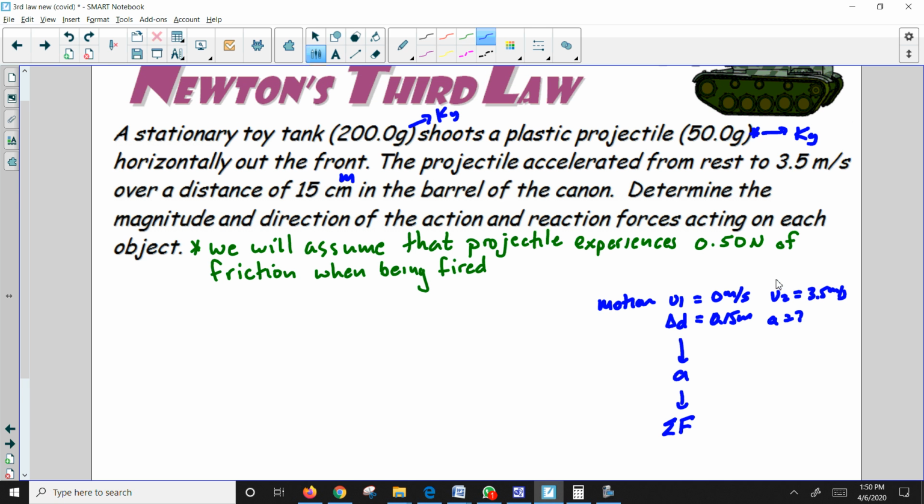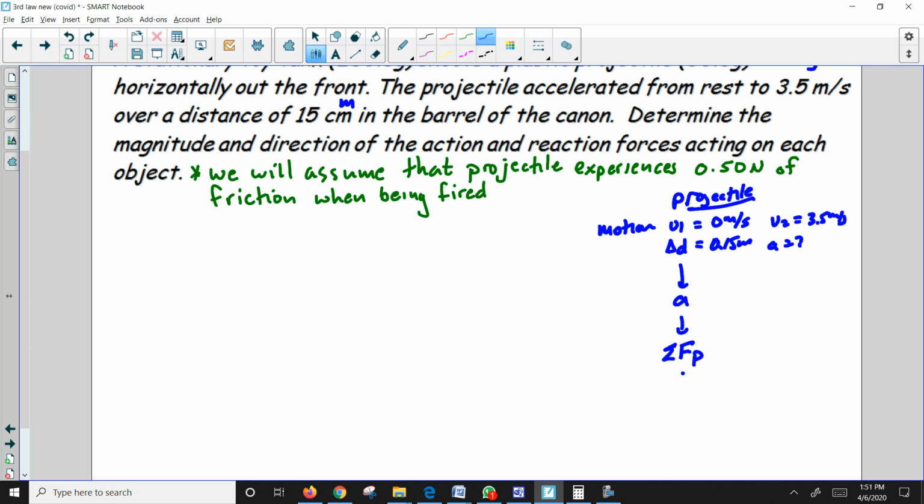Now, we are given information for the projectile, so keep that in mind, okay? Some students mix up the motion and use this motion with the tank. No, this is for the projectile. So you're going to figure out the force on the projectile. And then once you have that, we're going to determine the action force on the projectile, in other words, the toy tank on the projectile. And then from third law, we're going to figure out the reaction force, the projectile on the toy tank. Okay, so that's kind of like an overview of what's going to be happening here.